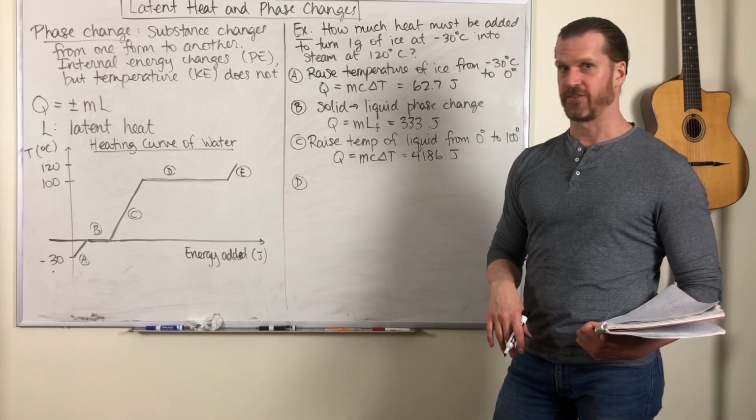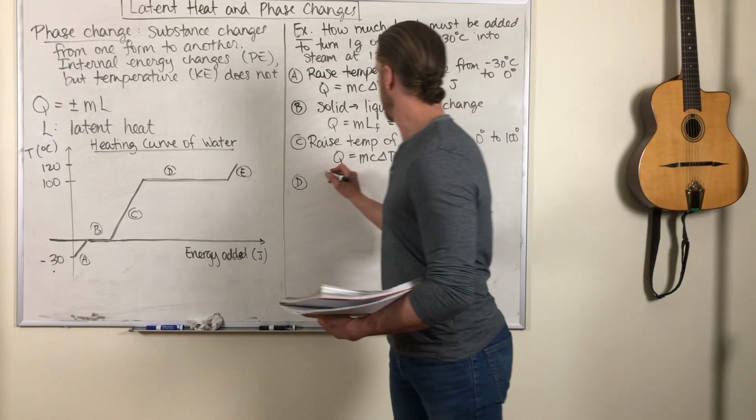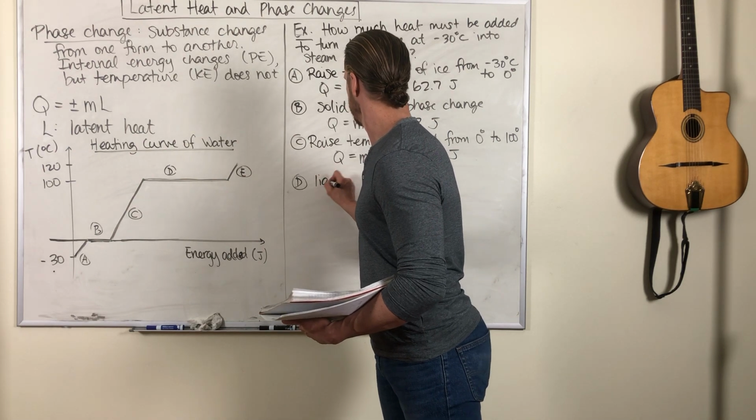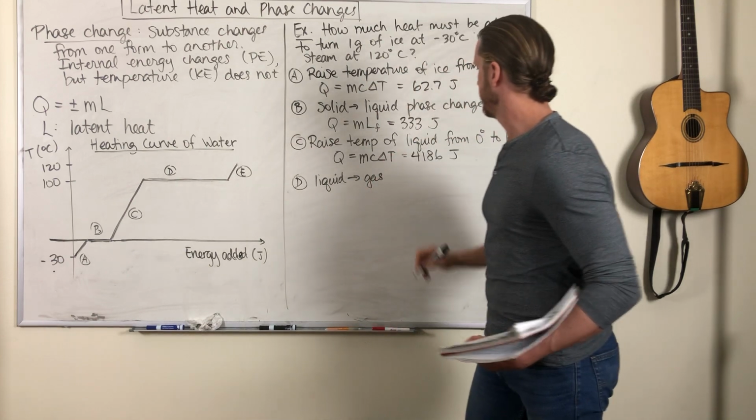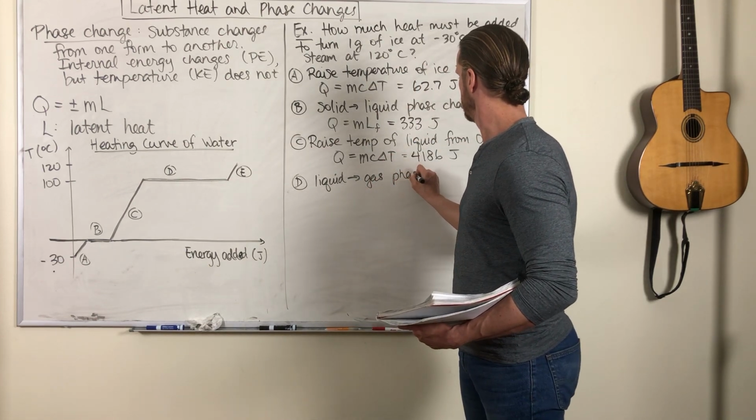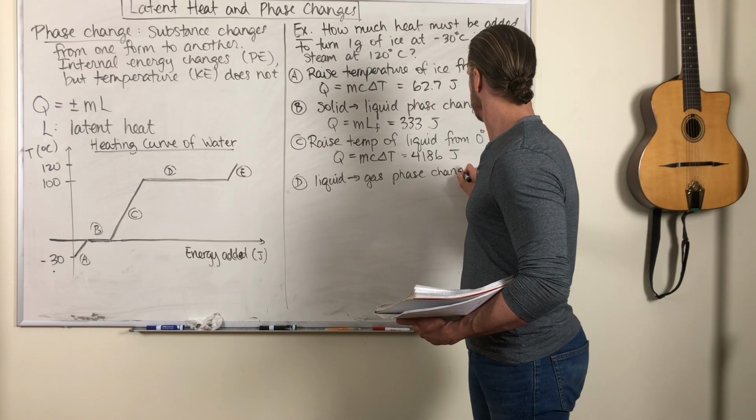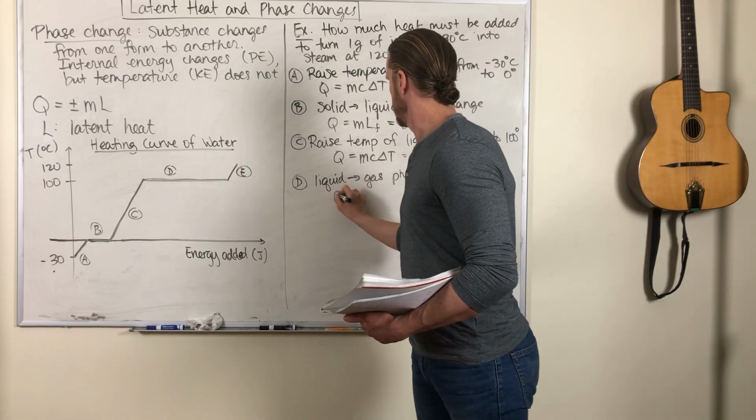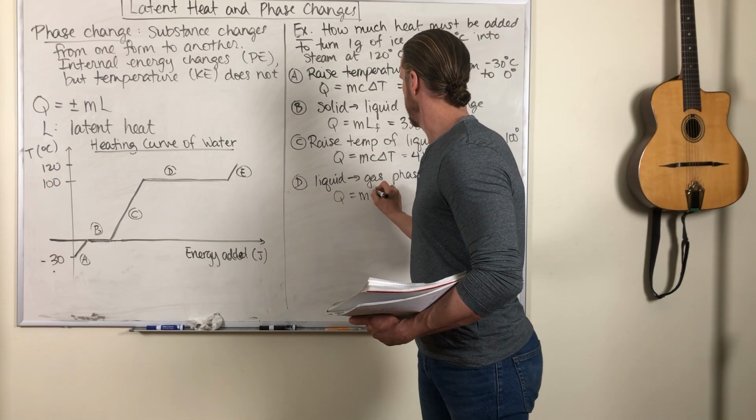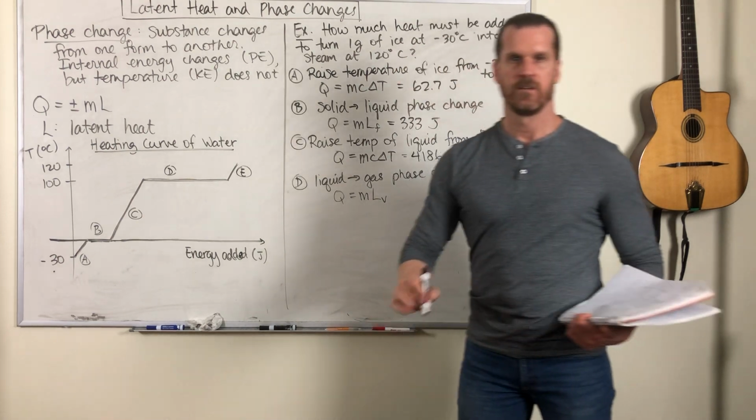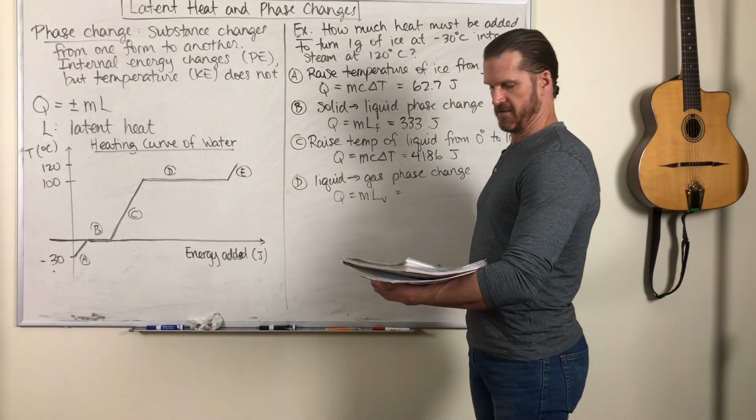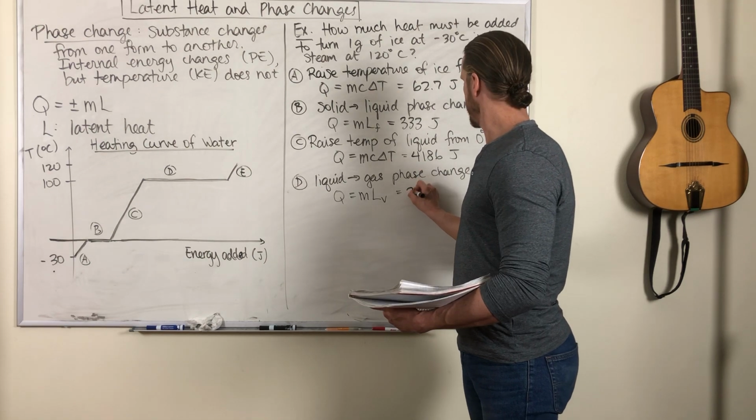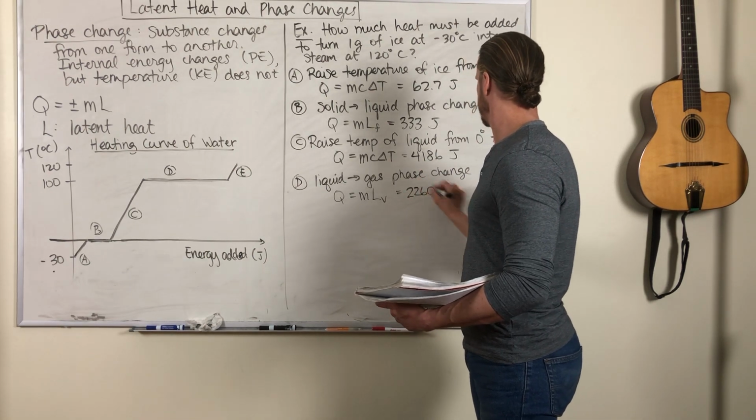Step D, that's a phase change. That's the liquid to gas phase change. Heat added is m times the latent heat of vaporization. Look it up, you'll find 2260 joules.